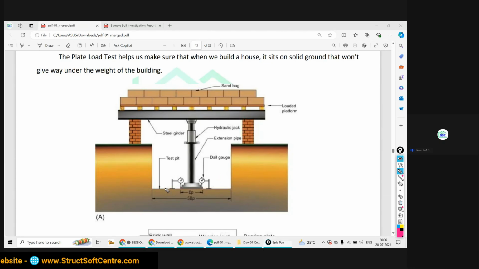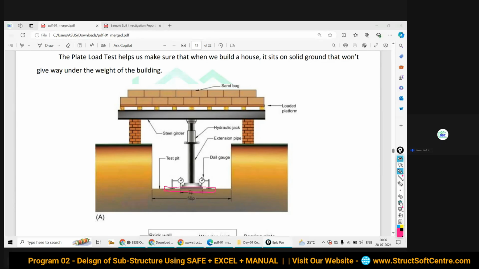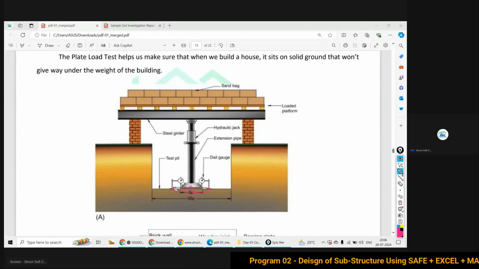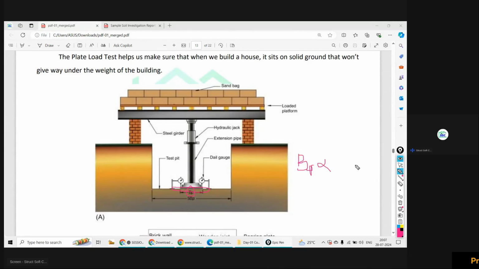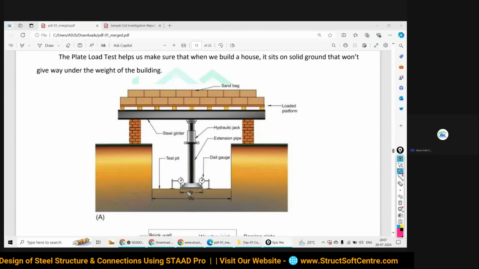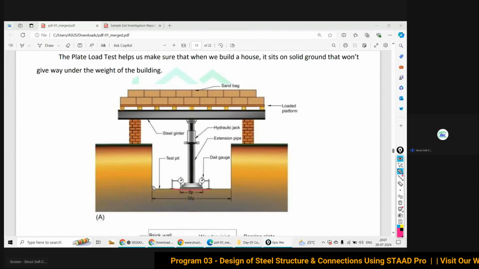We are going to take a steel plate. So B_P is actually what? Width of your plate. By similarity, the width of the plate is directly proportional to your footing width. So we can relate the result coming from this steel plate with your actual foundation width. That is another point of discussion.